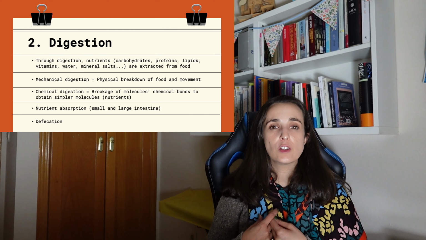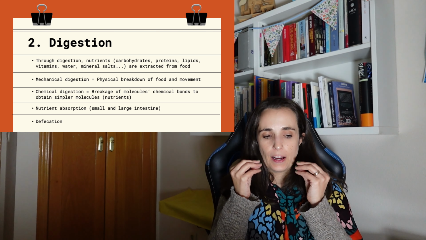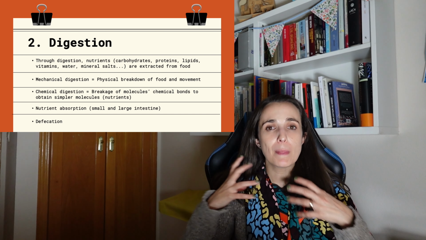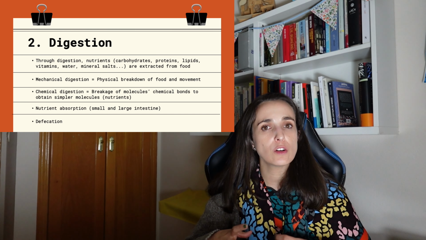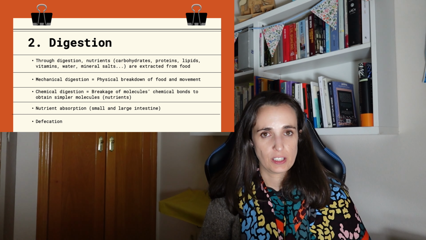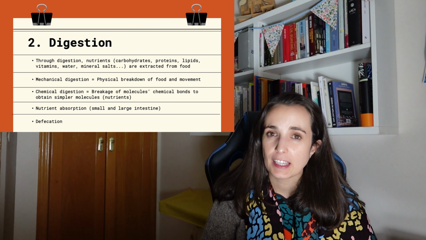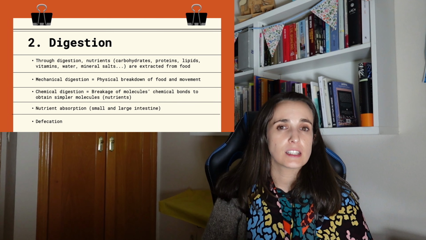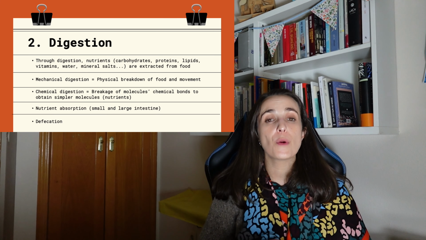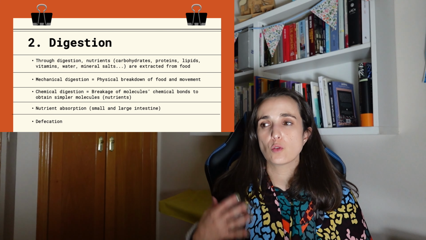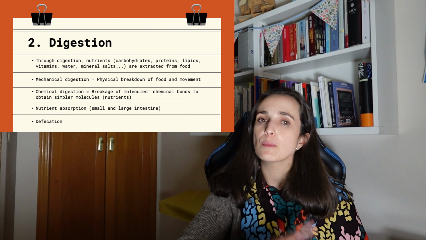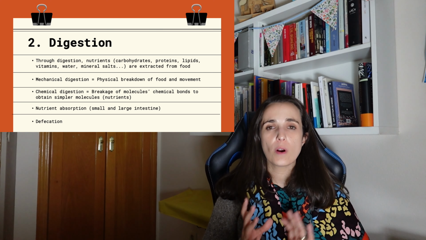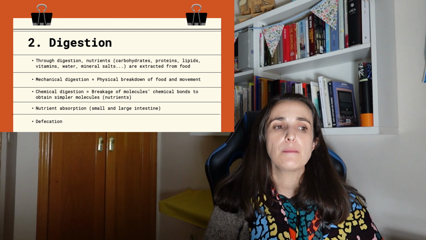The mechanical digestion will start in the mouth when we chew the food, but during all the digestive tract we have muscles that will move the mass of food during all the process. And then we have the chemical digestion. In this case, we will have some proteins that act as digestive enzymes that will break the chemical bonds to go from complex molecules to simpler molecules. We will see in a few slides where each nutrient is digested.